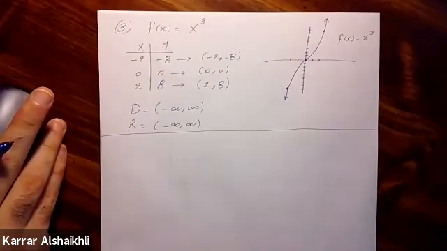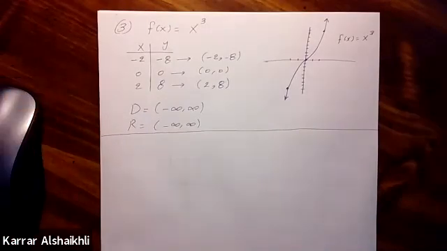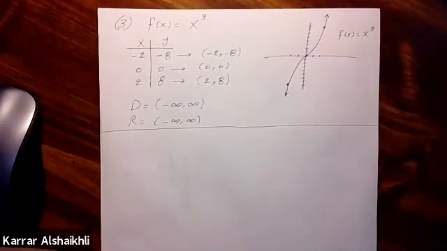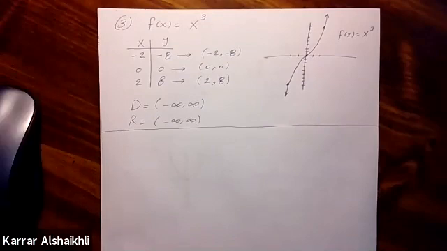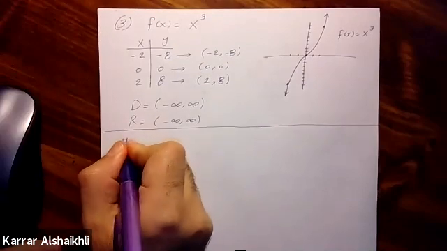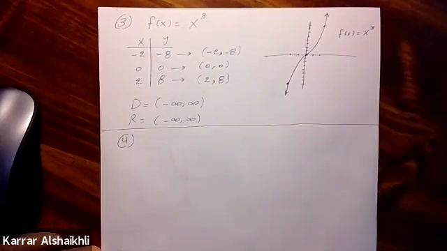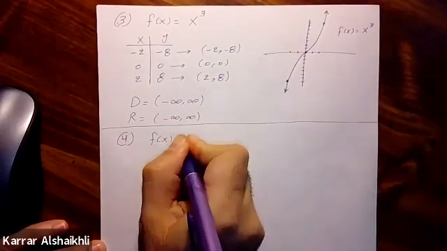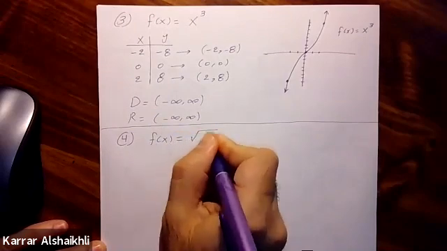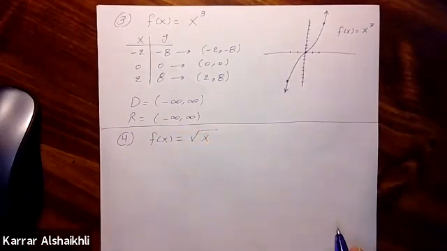Number 4, and how it's going to look like. 2 more functions, and we're going to do the piecewise function. This one, the square root. Now, the 4th one, if you have f of x equal square root of x. How to graph this function?